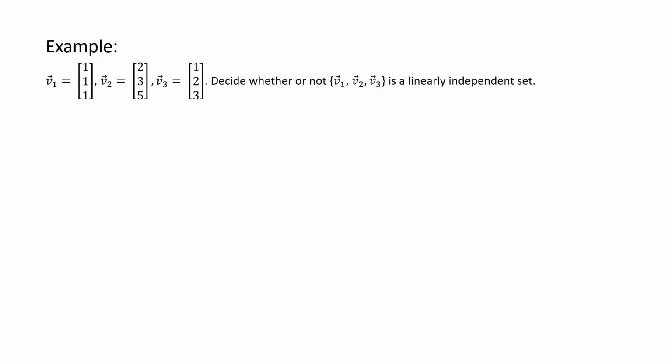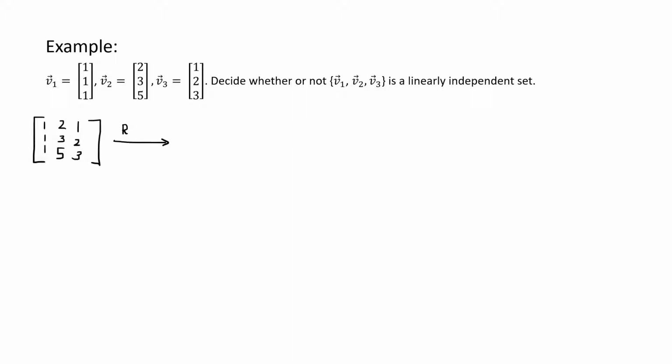So let's try this out with an example. Here we have 3 vectors, and we want to know whether or not they form a linearly independent set. So we're going to form the matrix, which has these 3 vectors as its columns, and then we're going to row reduce it.